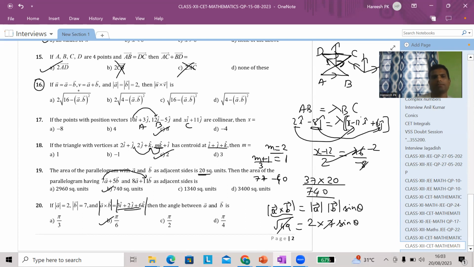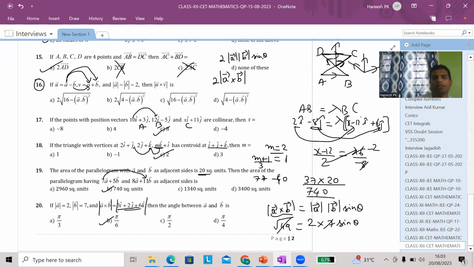What about the 16th one? They're asking U cross V. So U cross V is simply going to be, I have to take cross product. A cross A is 0. So I'll get here A cross B minus B cross A, which is 2 times A cross B. And because they're talking about mod, I have to take mod here also. So it is going to be 2 times mod A mod B into sine theta.